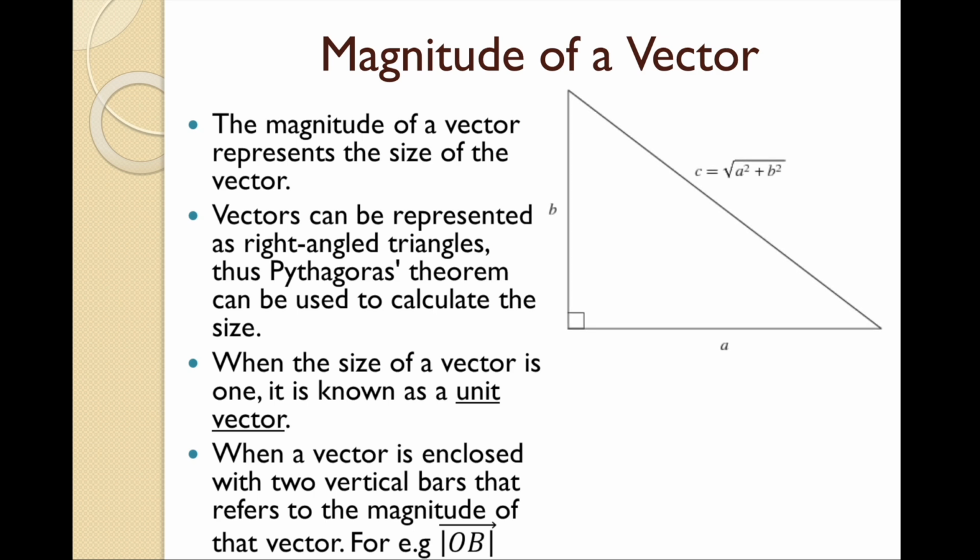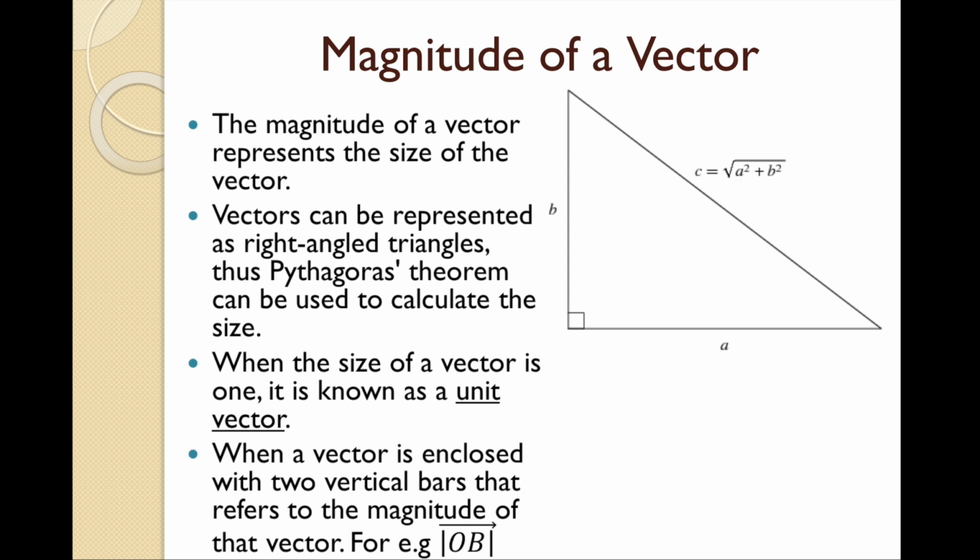So in terms of magnitude, when we're talking about the magnitude of a vector, we're talking about the size. We're going to treat it like a triangle. This triangle would allow us to use Pythagoras theorem. And if we have a vector that has a size of 1, and not 1.02 or 1.05, just 1, we call that a unit vector.